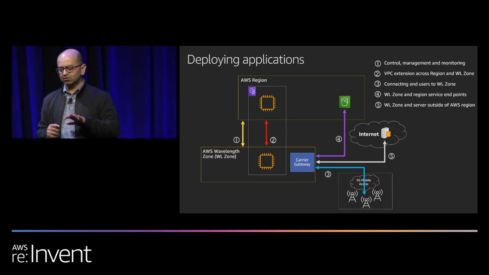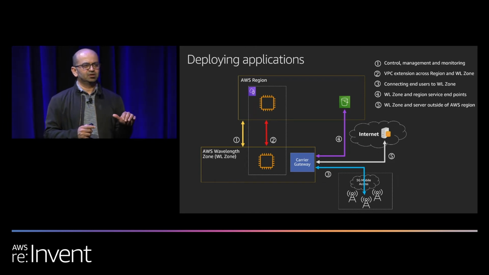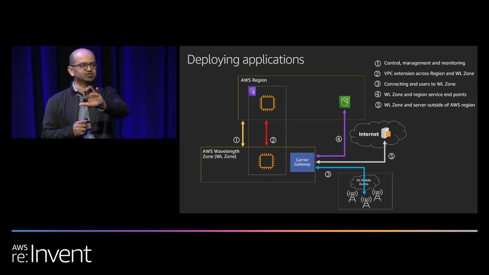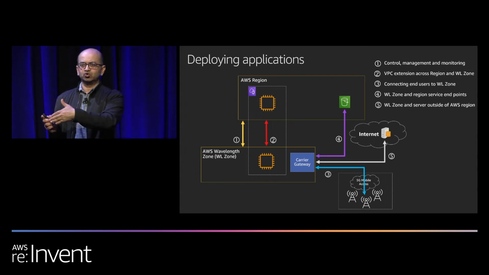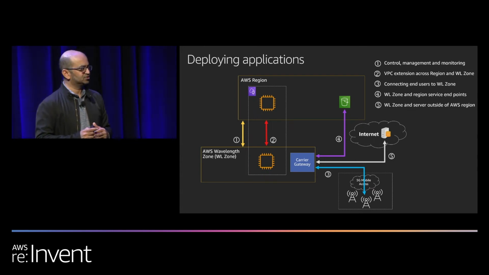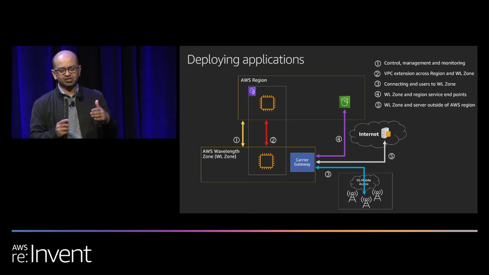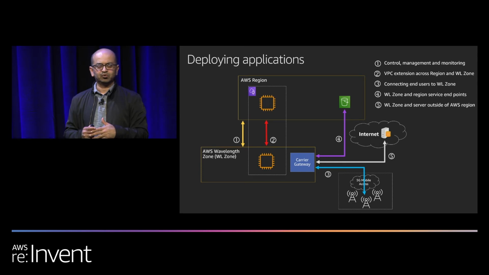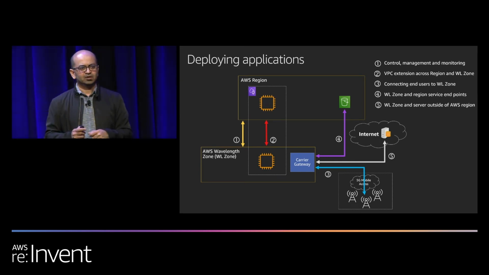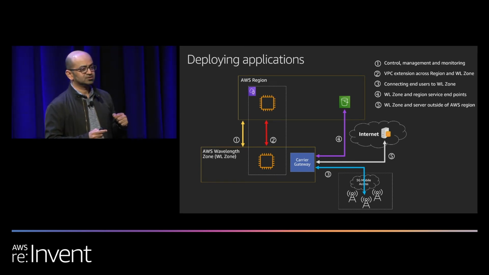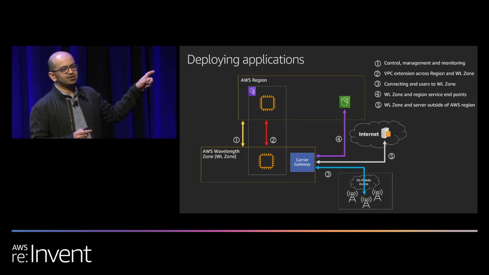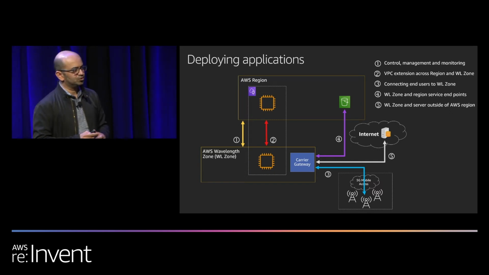So as you can see, there's a lot of flexibility between running components of your application in the region, in the wavelength zone, in servers which are outside of the regions, outside of VPC wavelength zones, and connect to various access networks directly. So here I've shown 5G access network, but there could be other networks that could be available, such as fixed line and other access networks, where you could use the carrier gateway to select which network you would want to connect to.